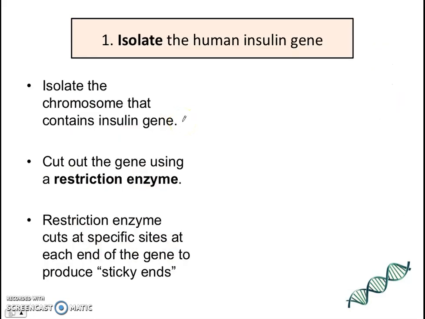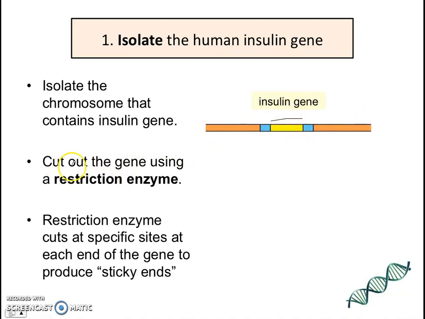Okay, so let's take a closer look now at each step of the process. The first step was to isolate, or take out, that human insulin gene. How do I do that? First, I need to find out which chromosome the insulin gene is on. So imagine I found that out. Here's my chromosome that contains the insulin gene, shown in yellow. How do I then cut out the insulin gene from this very long chromosome?